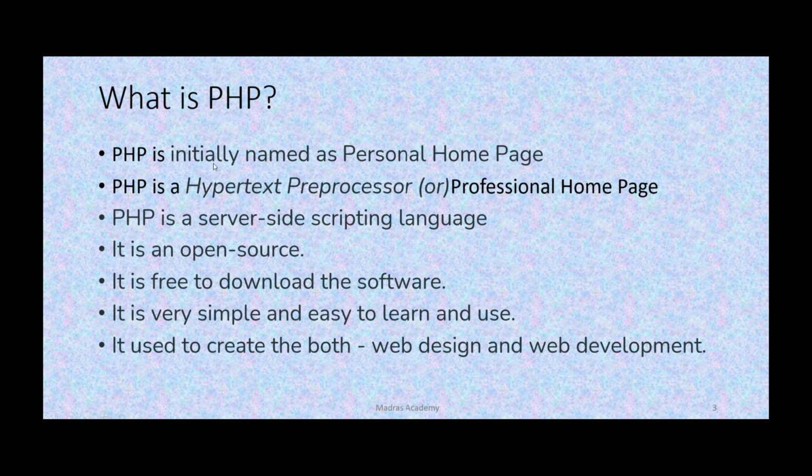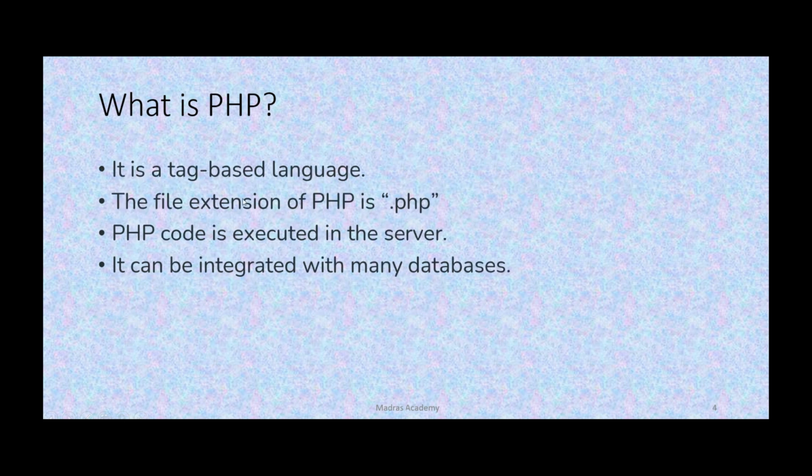What is PHP? PHP was initially named Personal Home Page, or we can call it Hypertext Preprocessor or Professional Home Page. It is a server-side scripting language. It is open source. It is free to download the software. It is very simple and easy to learn and use. It is used to create both web designing and web development. It is a tag-based language. The file extension of PHP is .php. PHP code is executed on a server. Without a server, we are not able to execute the PHP code, and it can interact with many databases.